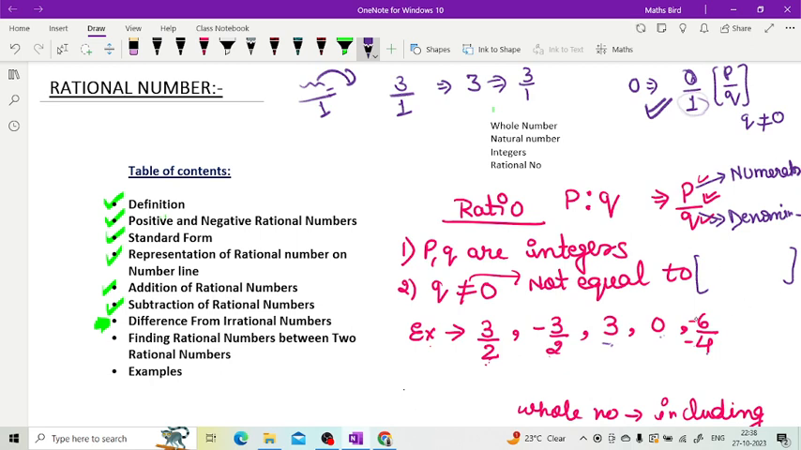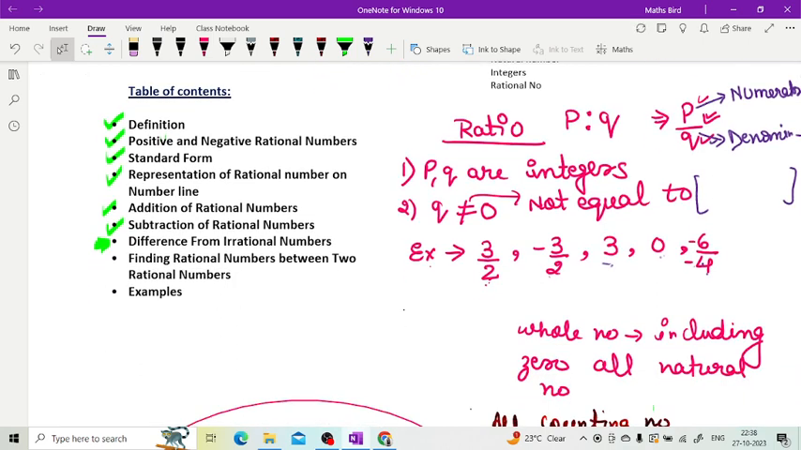Now what do you mean by -6 and -4? That is a rational number. Yes, but okay, we will discuss it later. Now the second thing, definition we have discussed, right? Now we will discuss what is positive rational number and negative rational number.